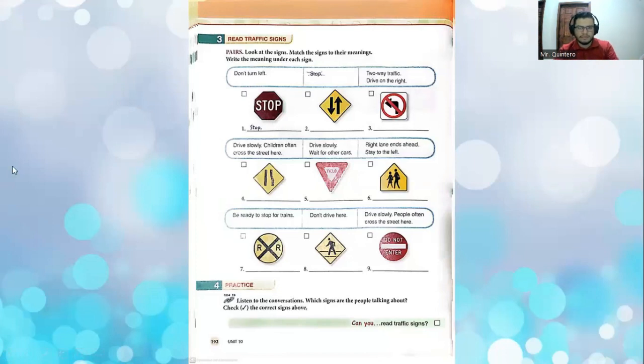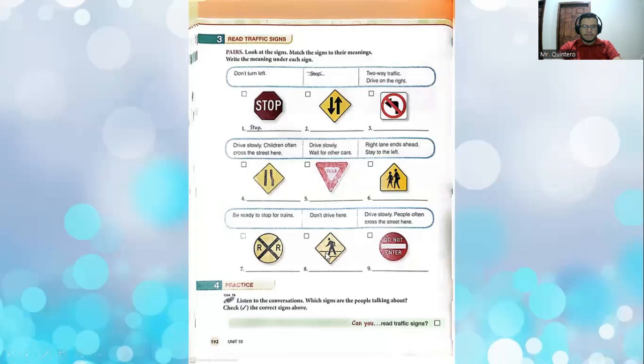Don't turn left here. Oh, thanks. I'll turn at the next street. Conversation 2. Don't turn left here. Be careful. There's a school near here. You're right. I'll drive slowly. A lot of kids cross here. It's this one, right? Conversation 3. Be careful. There's a railroad crossing. I know. Do you see a train? Not right now, but be careful anyway.